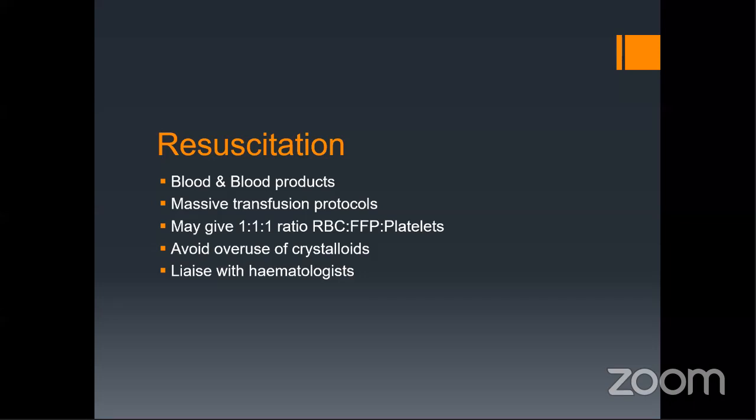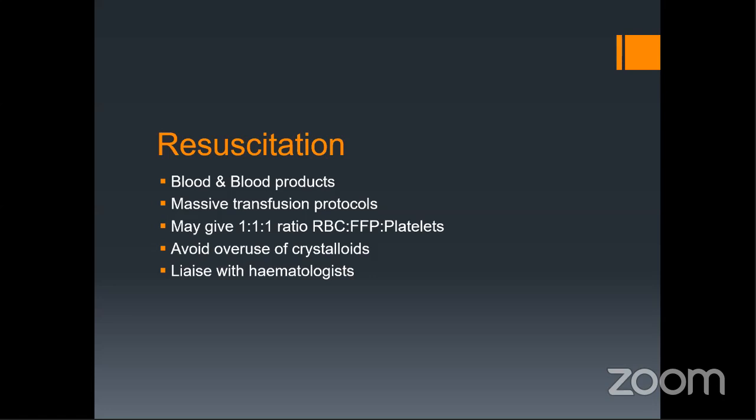And they usually give a ratio of 1:1:1 of red blood cells, FFP, and platelets. Now, one little rider with that is normally in this country we pack platelets in units of 4, so it's 4:4:1 really in terms of platelets that you'll get given. As I mentioned, you have to avoid overuse of crystalloids. They've lost blood, they haven't lost fluid, and liaise very early on with your hematologist.